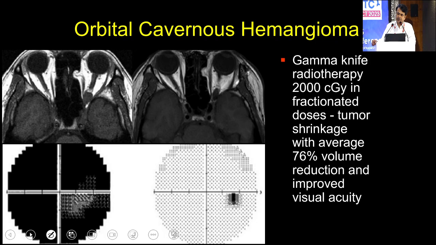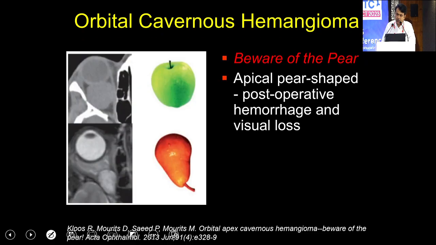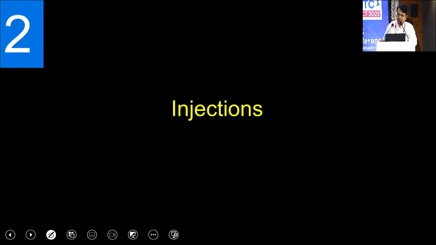This is from the literature where a much smaller dose of 2000 centigray using gamma knife was delivered for a much smaller lesion with much severe visual field defect, and there is complete reversal of visual field defect. So radiation could be considered in a patient who has a pear-shaped lesion where there is no clearance at the orbital apex, where surgical maneuvers can be dangerous.